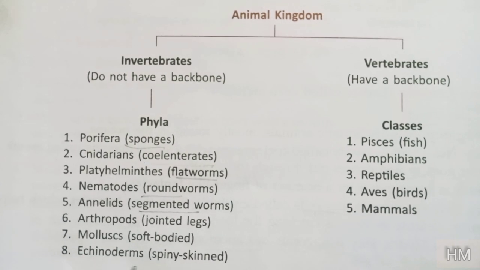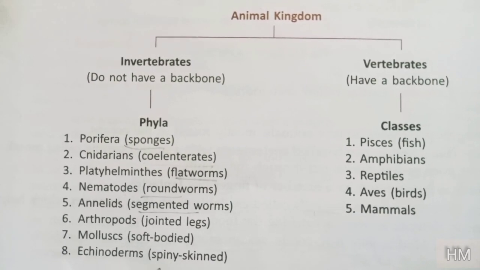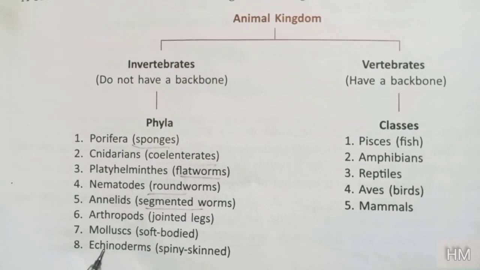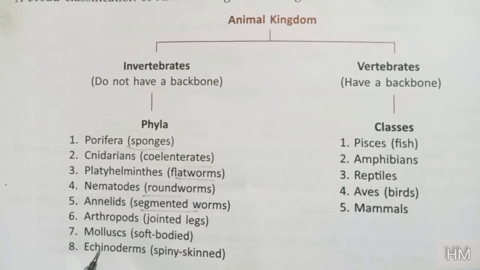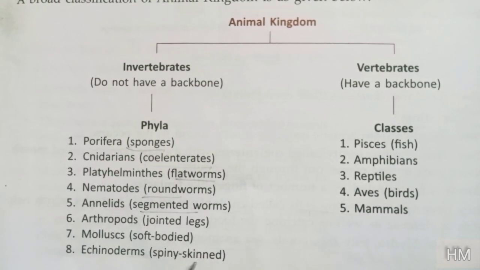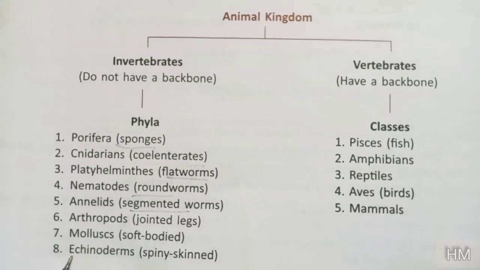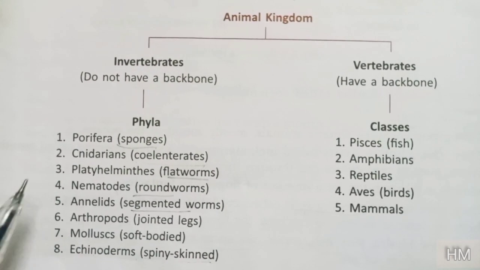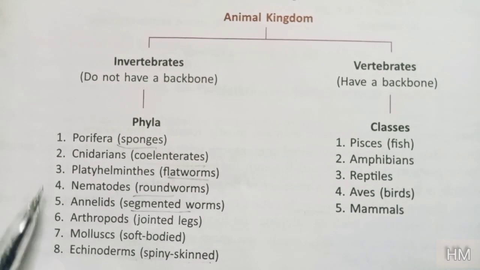Echinoderms, the word itself is telling you echino, that means spiny structure, spines on their body. The organisms coming under the phylum Echinodermata will be having spines on their body, whereas derms means what? Skin. So you divide this word: echino, spiny, derms, skin. So now we'll be learning further about each of the phylum in detail.